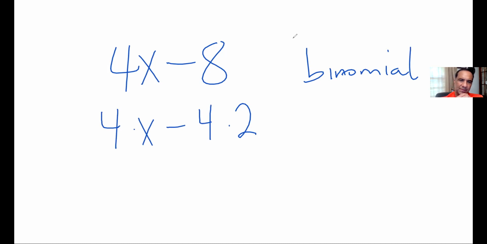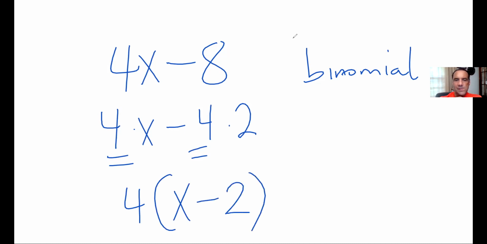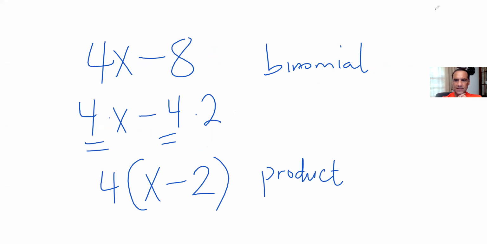Now, a lot of you will write this and a lot of you won't. But it is a distributive property expression because both terms have 4 in common. And 4 happens to be the greatest common factor. So that's going to lead to 4 parentheses x minus 2. And this is your product, and it's a distributive property expression. Now, they get a little more complicated.